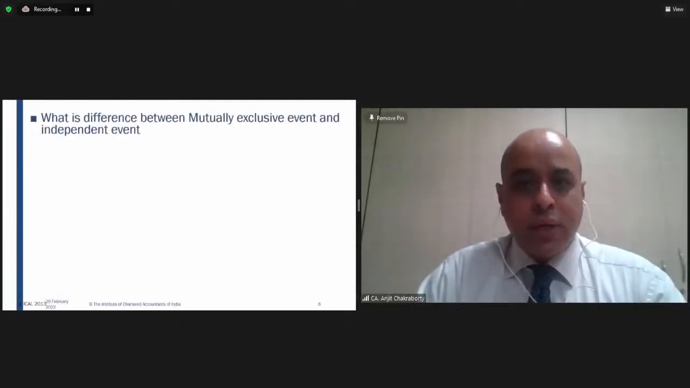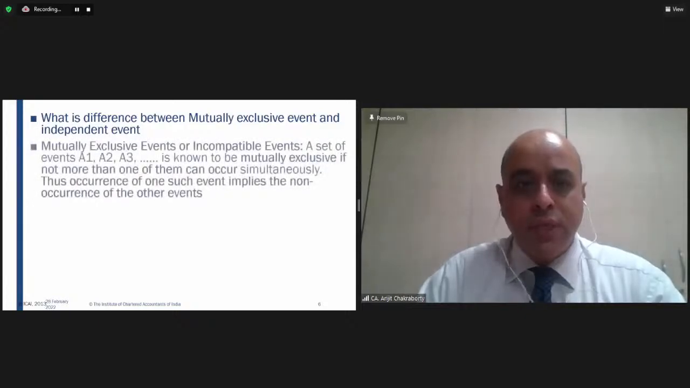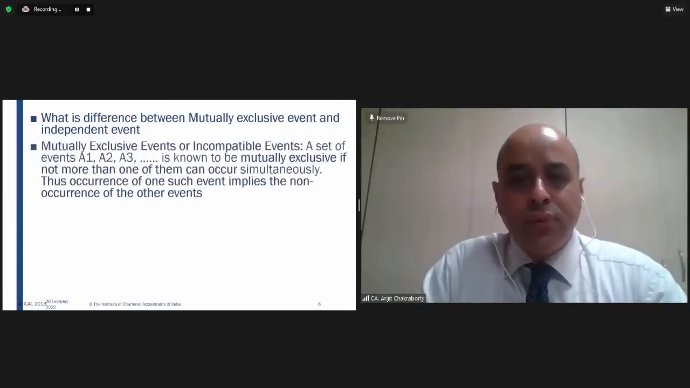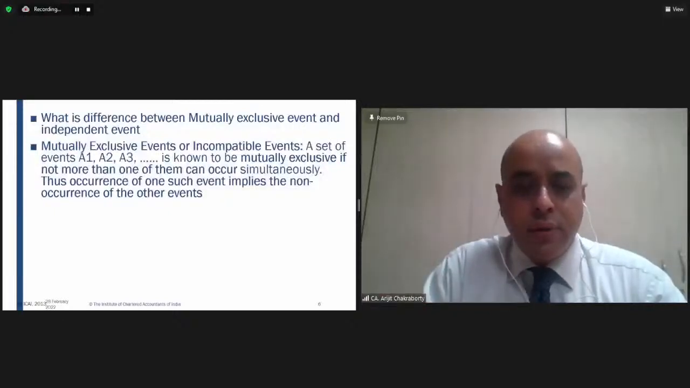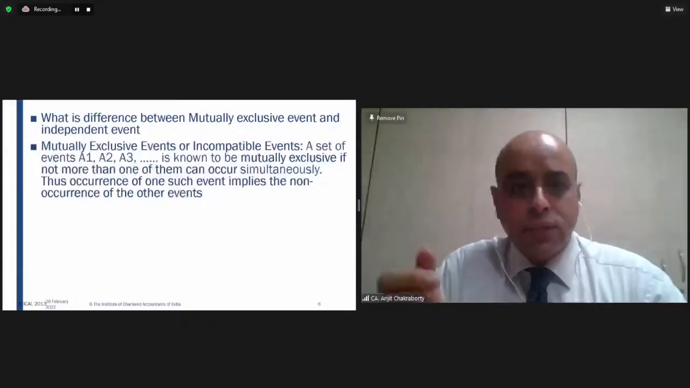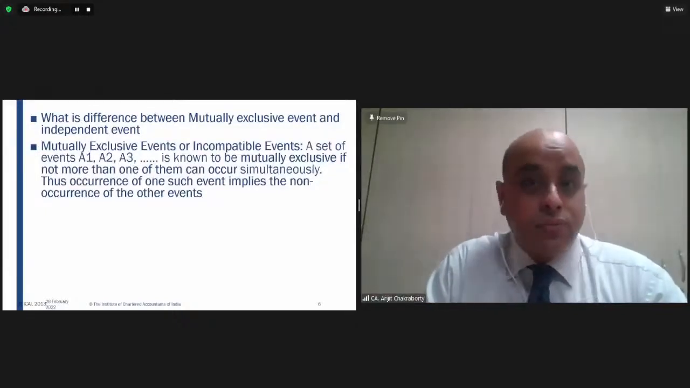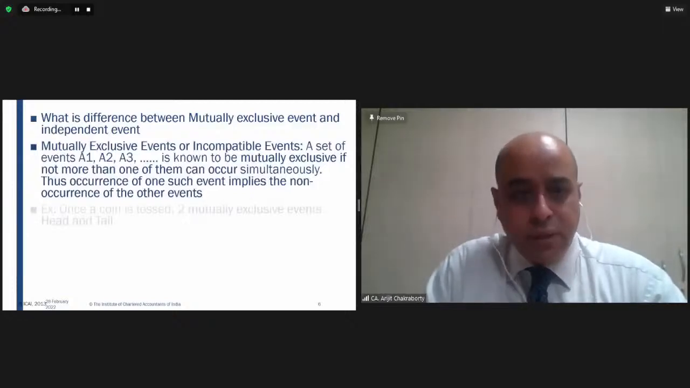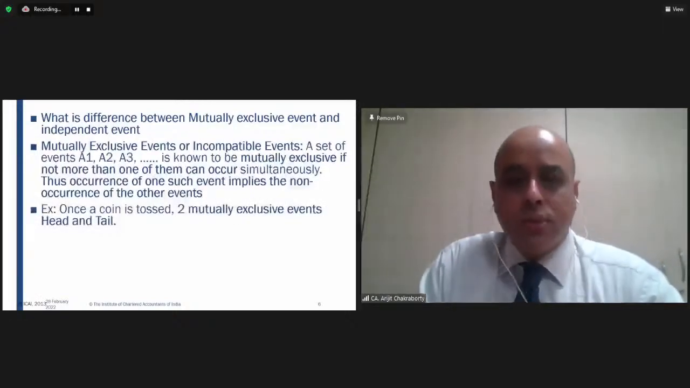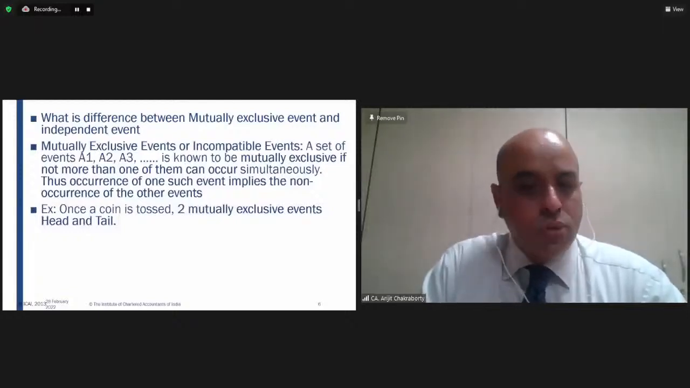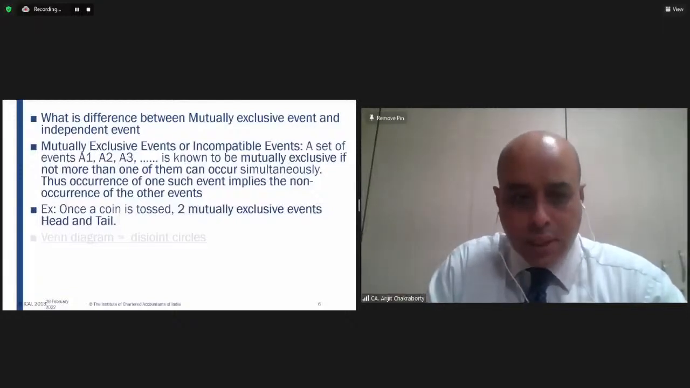Mutually exclusive and independent events. What is the difference between mutually exclusive and independent events? Mutually exclusive event means when one event takes place, the other event will not take place. And independent event means the occurrence of one event has no impact on the occurrence of another event. For example, when a coin is tossed, there are two mutually exclusive events. One is head and the other is tail.